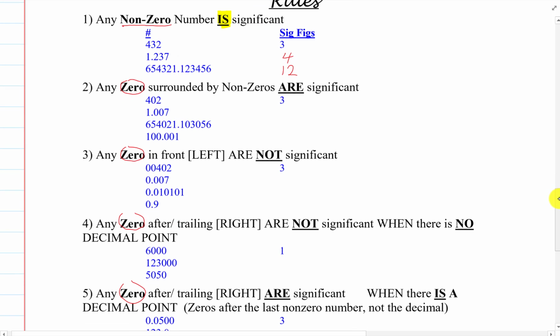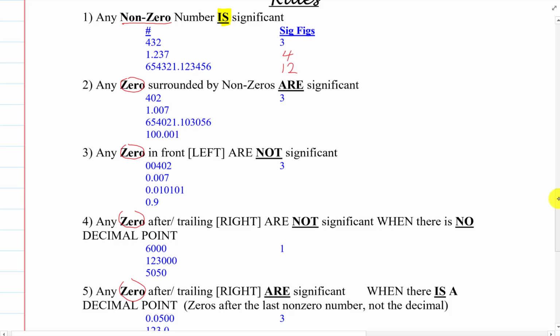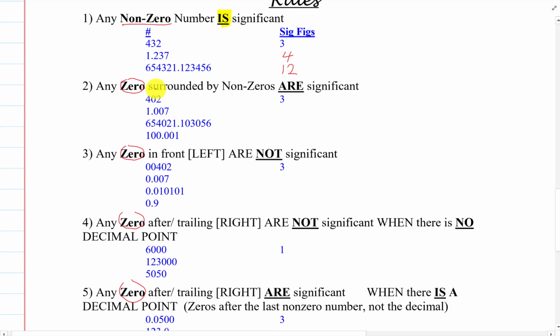Now we have 4 more rules about zeros, and they are all about where that 0 is. Here are zeros that are surrounded by other numbers, so the zeros in the middle. Zeros in the middle are significant. If you're surrounded by significant figures, you are also significant. So this 1.007, there's 4 sig figs here. 654,021 point, all those zeros are significant. That's 12 sig figs. And 100.001 is 6 sig figs because they are significant.